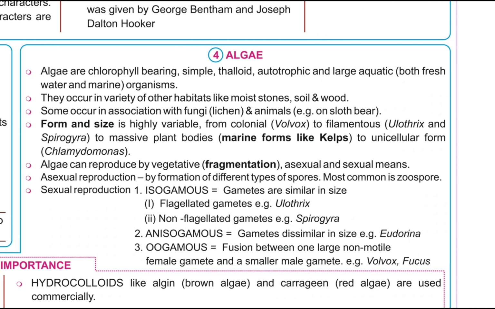Algae can reproduce by vegetative fragmentation, asexual and sexual means. Asexual reproduction is by formation of different types of spores. Most common is the zoospore. Sexual reproduction may be isogamous: gametes are similar in size, flagellated, for example Ulothrix, or non-flagellated, for example Spirogyra. Anisogamous: gametes are dissimilar in size, example Eudorina. Oogamous: fusion between one large non-motile female gamete and a smaller male gamete, example Volvox and Fucus.